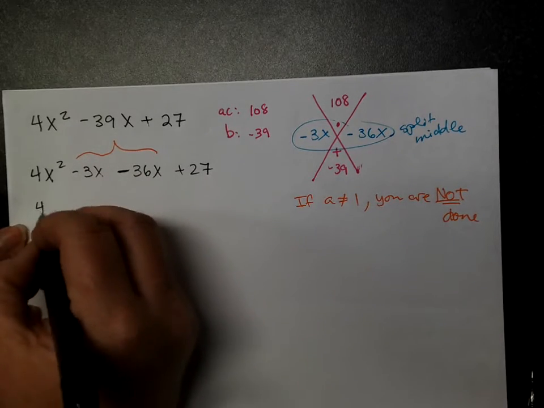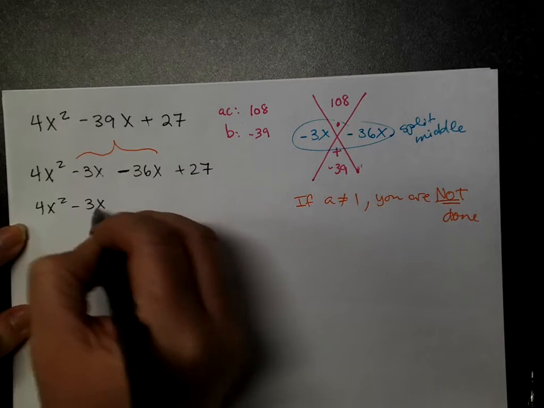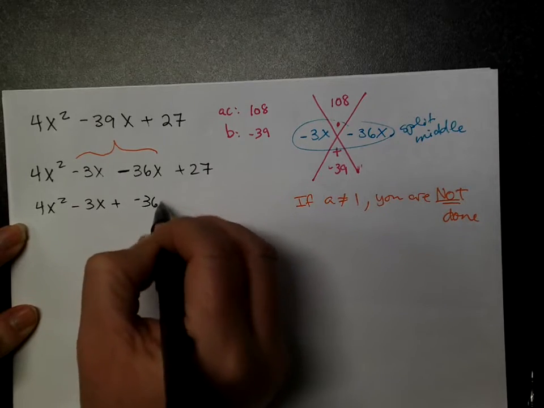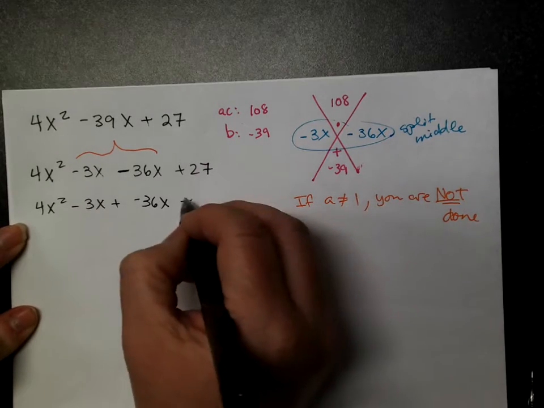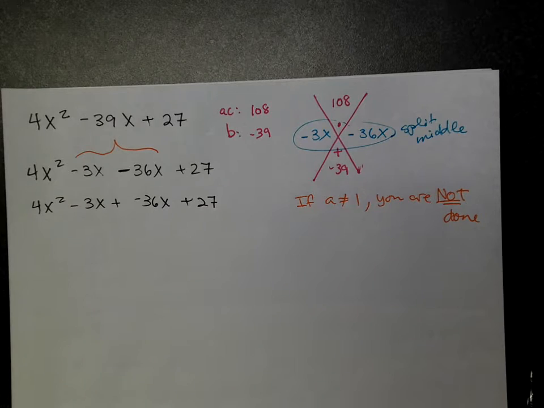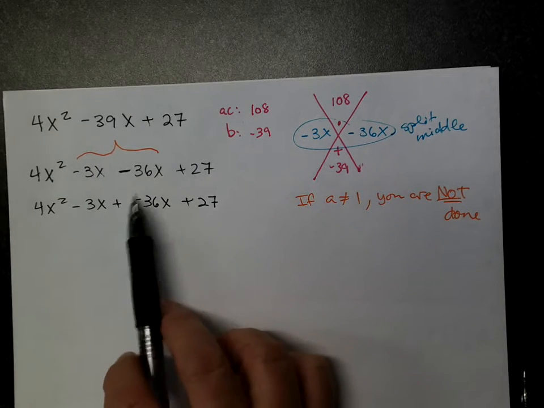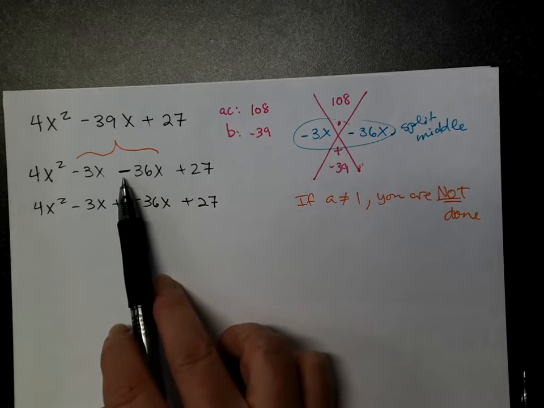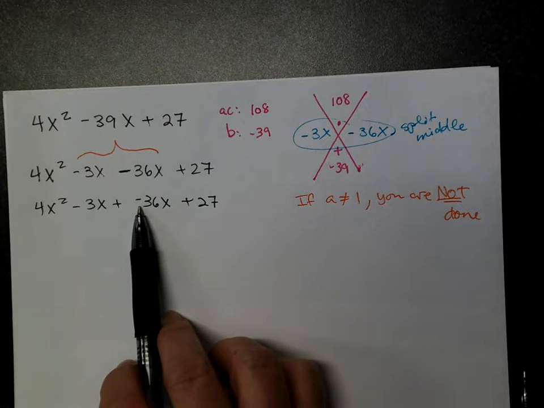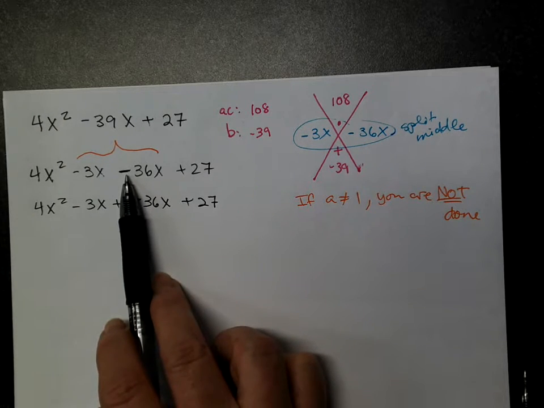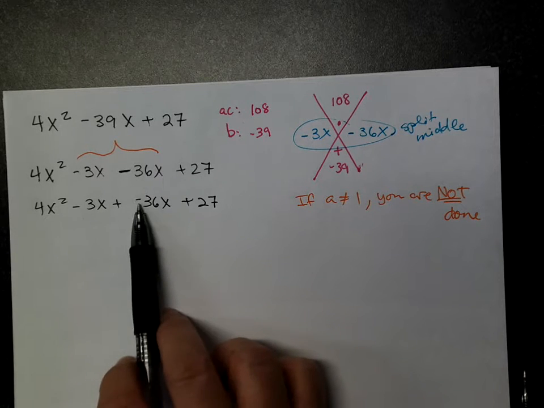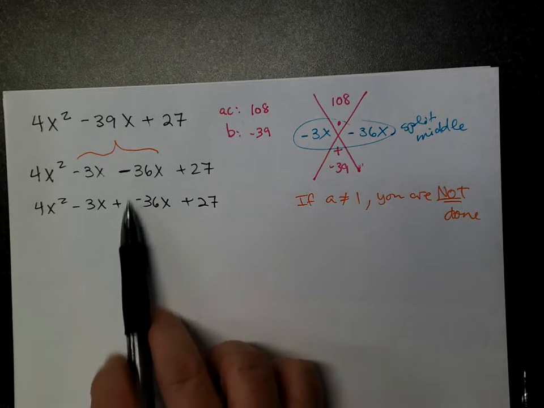So change this to 4x squared minus 3x plus negative 36x. So you can just, by rule, change it on your own, right? Yes, because that's what subtraction means. Subtraction means adding the opposite, or adding a negative. Subtraction means move left on the number line. Adding a negative means move left on the number line. These have the same meaning.